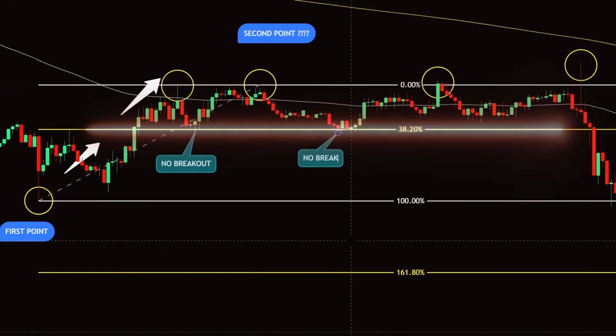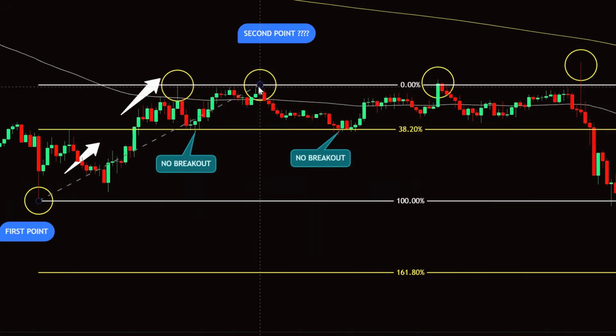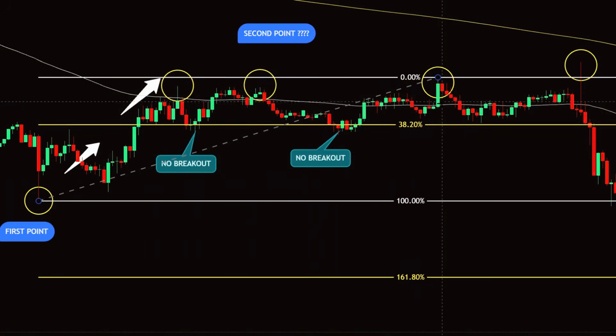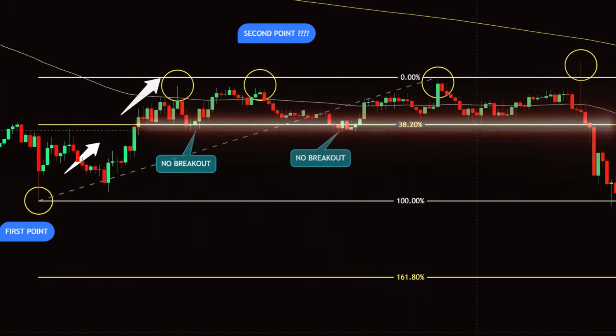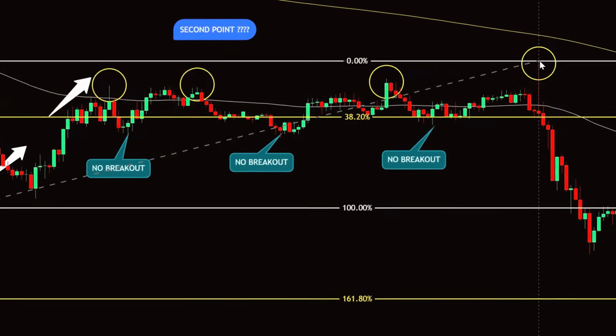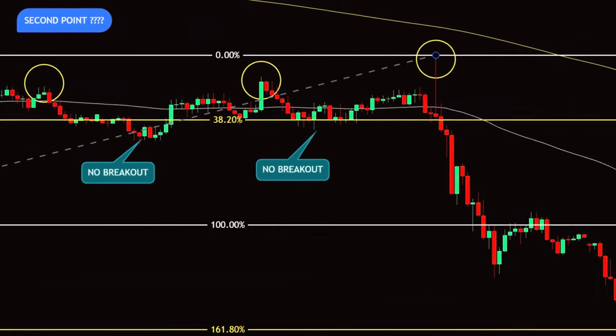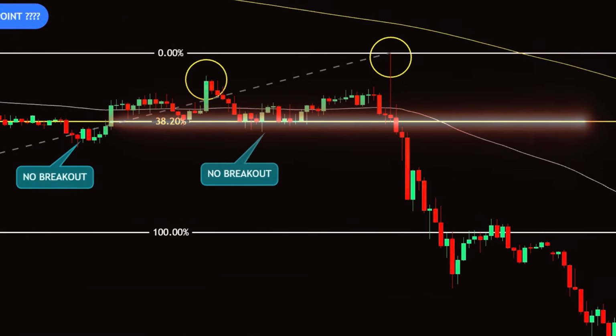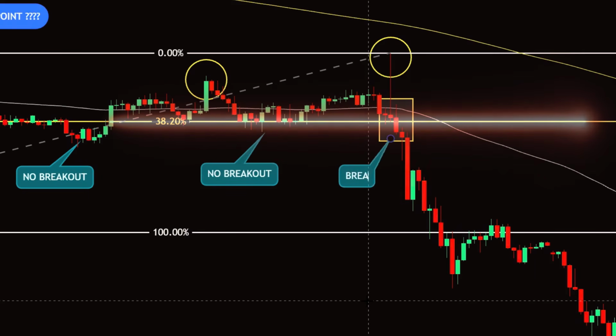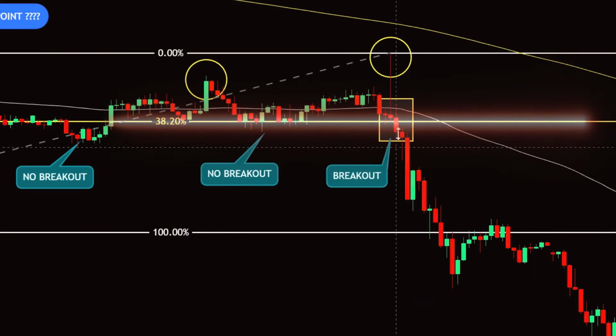And if it doesn't break, if price pushes higher and forms a new swing instead, you don't force anything. You simply adjust the second Fibonacci point to the new high. You keep updating it as long as the structure evolves. The only time you act is when price finally shows weakness by breaking back below the 38.2% level. That way, you're never predicting the top of the correction. You're letting the market confirm it first.